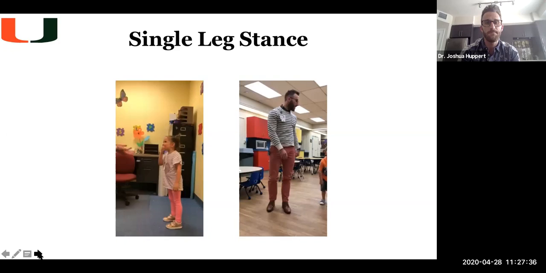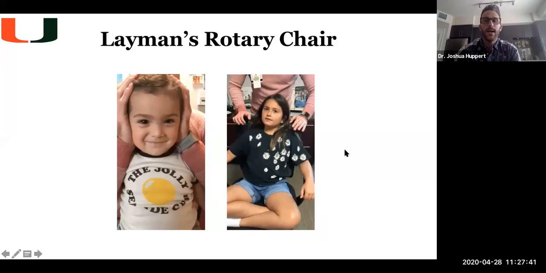Another is sort of a layman's rotary chair. So this is Joy Bella, she's 3. And this is Chloe, she's 9. What you can see here, the filming of this was a little bit more challenging just because my colleague was having a little bit of trouble following me with the camera.